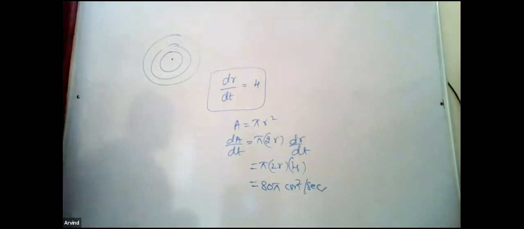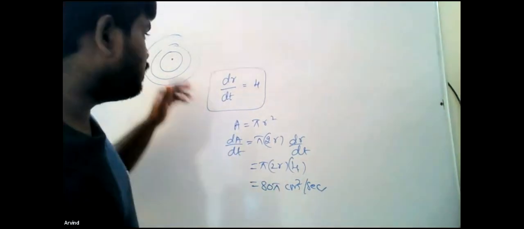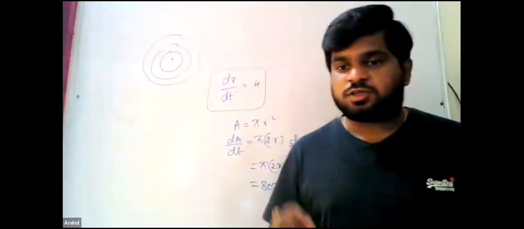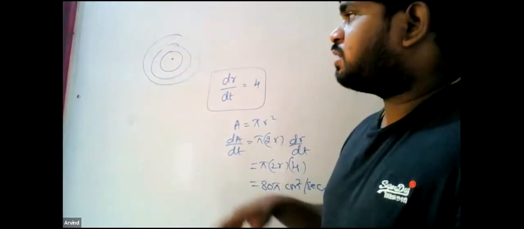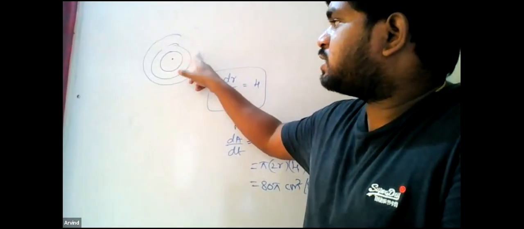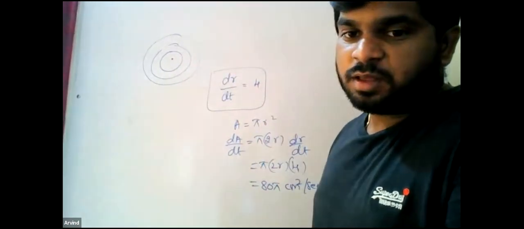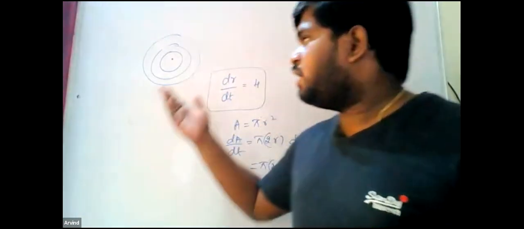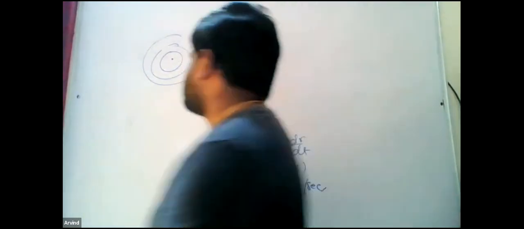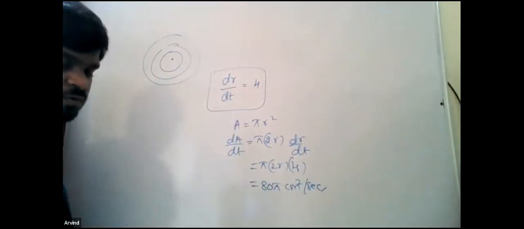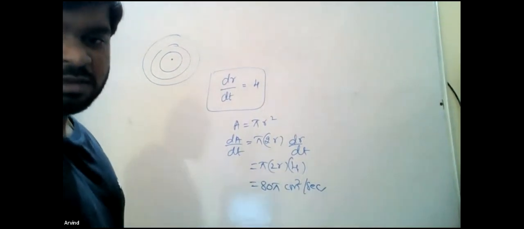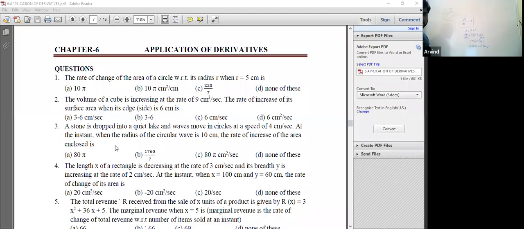Okay. So you can see the waves are moving in circles at a speed of 4 centimeter per second. So the waves are moving like circles. So when they move like circles, what is changing? Radius is changing, right, with respect to the time. So that is the change in radius with respect to time. Change in distance with respect to time is called speed. Here, instead of distance, it is radius. That's the thing. So that's why we have taken dr by dt as 4. And if you solve it, you will get the answer. These are simple problems. Okay, let's go to the next one.